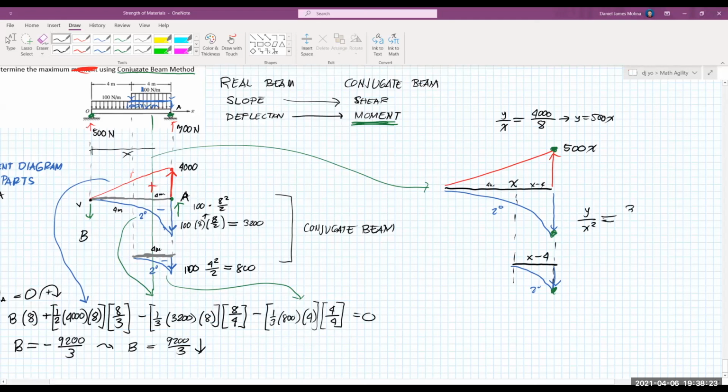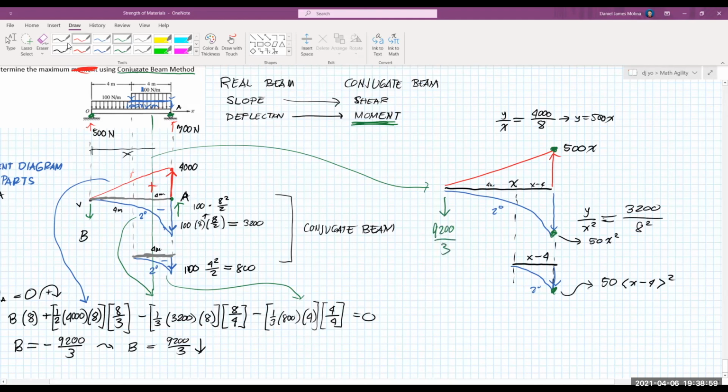The 3,200 load divided by the square of 8. This gives us 500. Sorry, this is actually 50. So 50x squared. Similarly, at the smaller spandrel, this is 50(x minus 4) squared. Also, we have the reaction here.